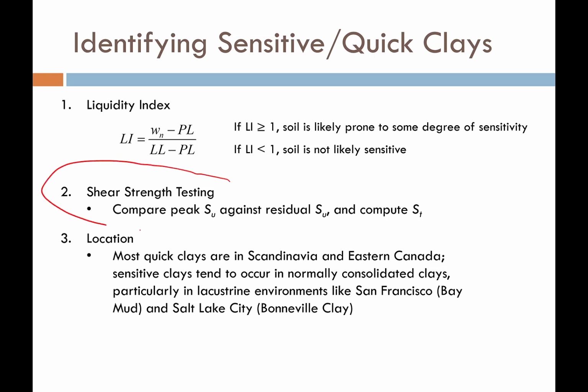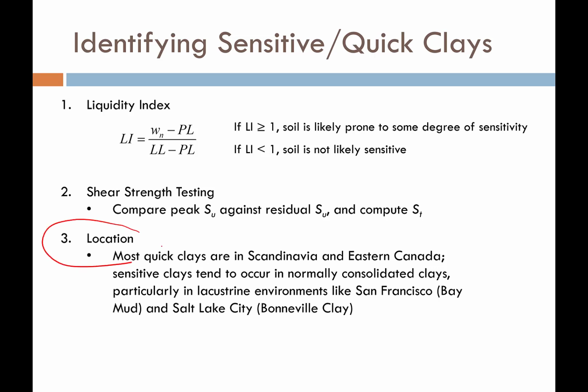The second thing we can do is just test the soil in a laboratory. So we obtain relatively undisturbed soil samples, the best that we can from the field. We bring them to the lab and we test them in a triaxial device or a direct simple shear device, and we try to compare the peak undrained shear strength against the residual undrained shear strength, and we compute the sensitivity of that soil. And so that's a reliable way. The challenge here is getting undisturbed soil specimens into the lab.